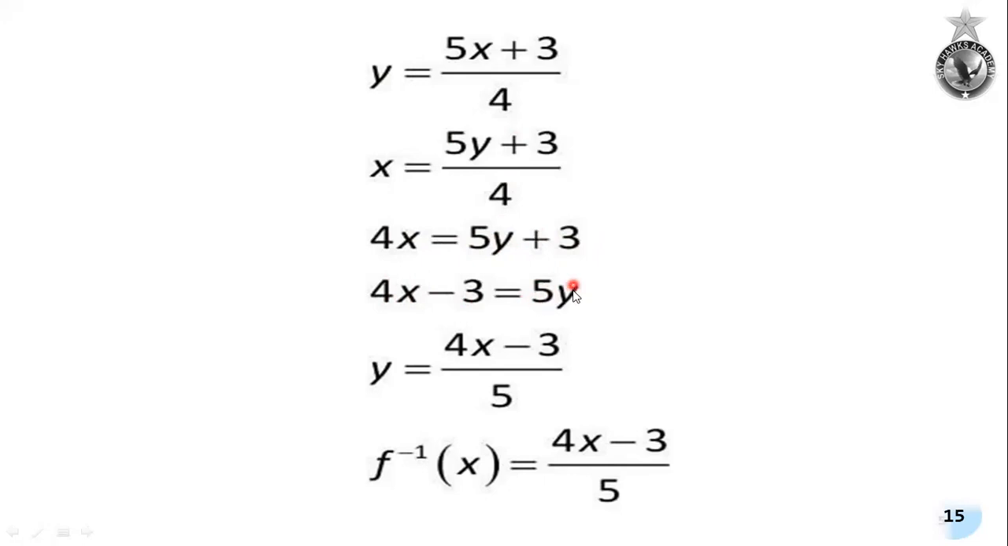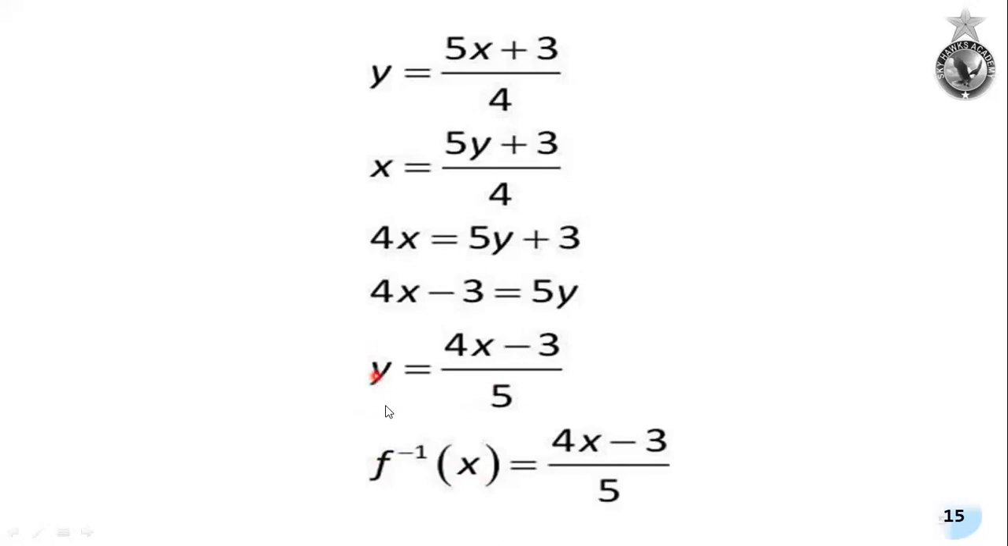But we are looking for the y. So we will have to divide this equation both sides by 5. So division by 5 will give this step. So y will be 4x minus 3 over 5. So y was actually the f inverse of x at the time of beginning.